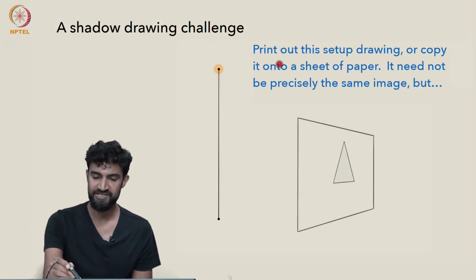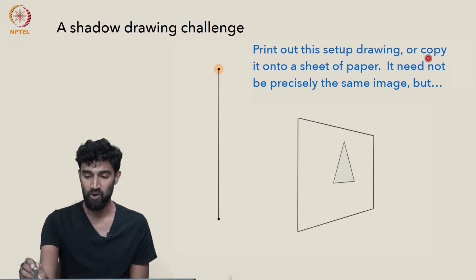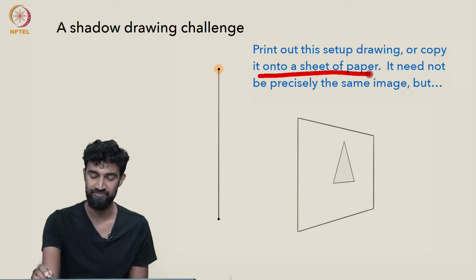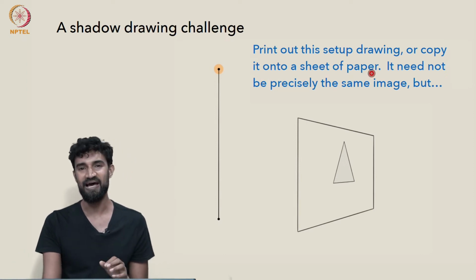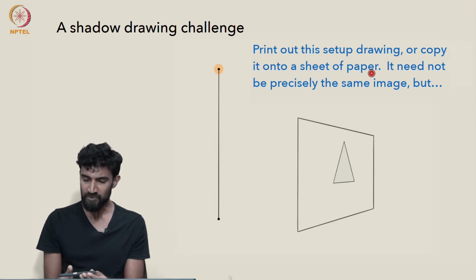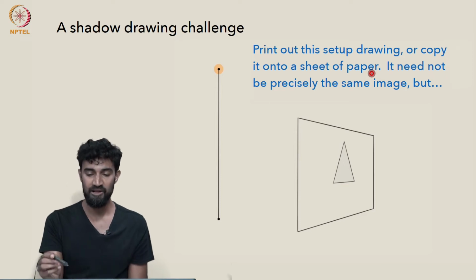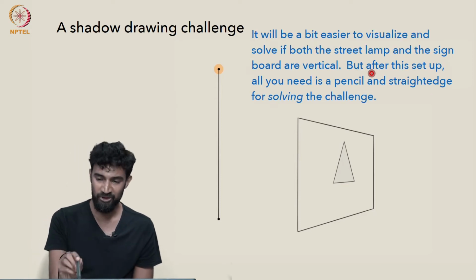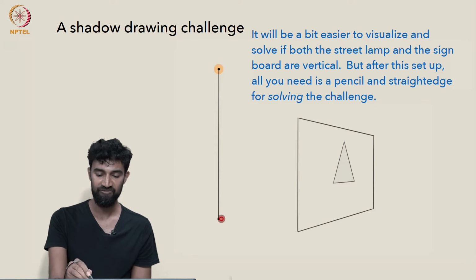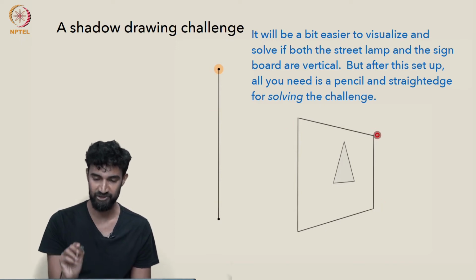To do this, you need to print out this setup drawing from the link below, or copy it onto a sheet of paper. And if you're doing that, just so you know, you don't have to be super precise about every aspect of the image. There's a lot of wiggle room. It'll still work if you draw things a little off, but it will be much easier to visualize and solve if both the street lamp and the signboard are vertical. So if this and this line are parallel and vertical.